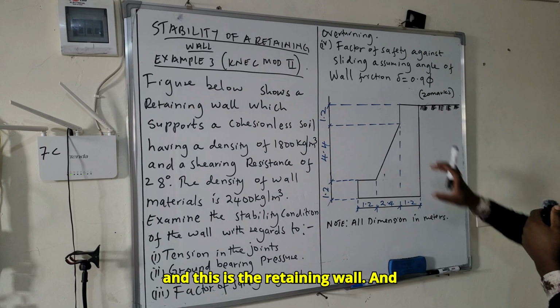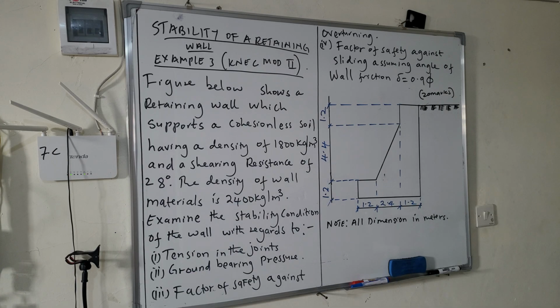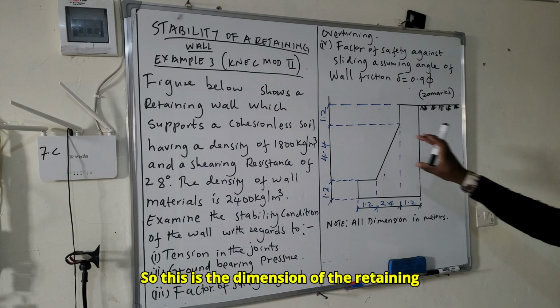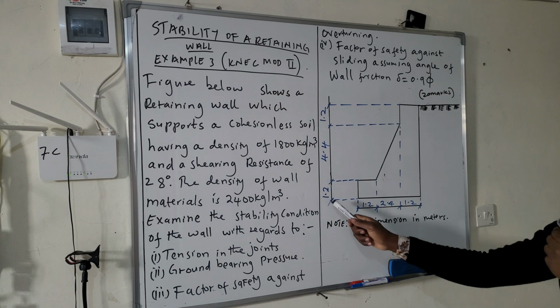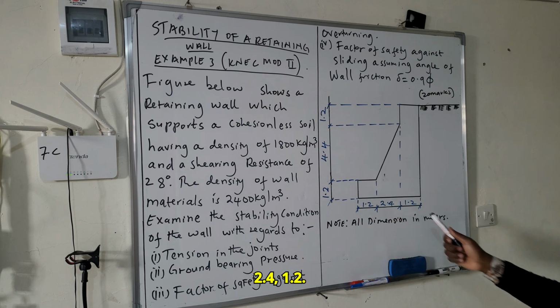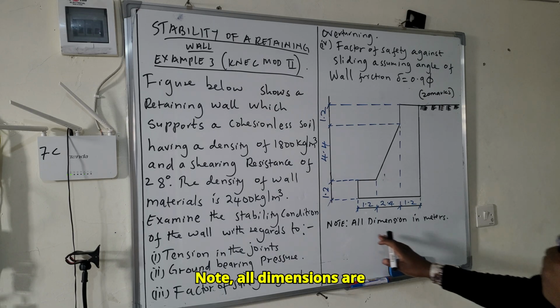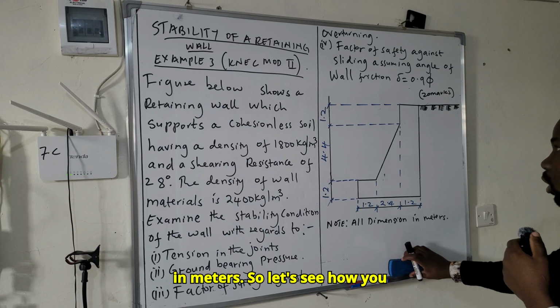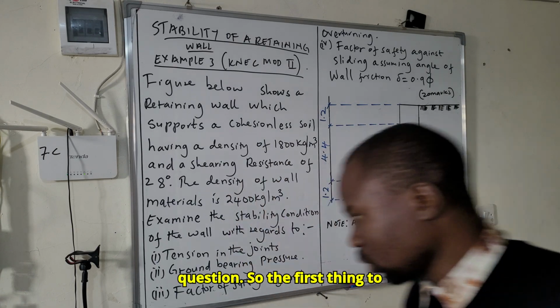This is the retaining wall, and this is the retained soil. This is the dimension of the retaining wall: 1.2, 4.4, 1.2, then 1.2, 2.4, 1.2. Note, all dimensions are in meters. So let's see how you can solve such a question.